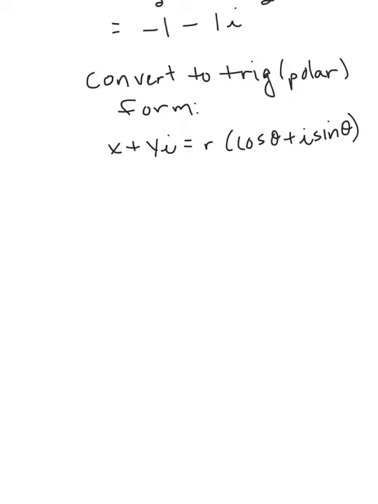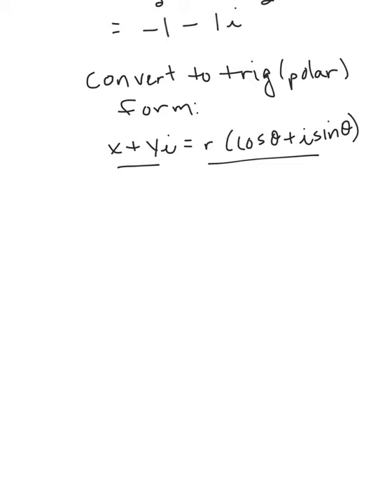The next thing we want to do is convert numbers from imaginary form into trigonometric or polar form. What you have to remember is that these two forms of the number are equivalent to each other.